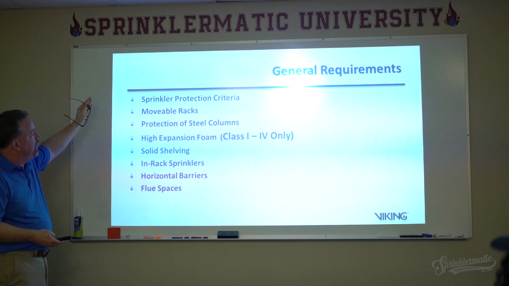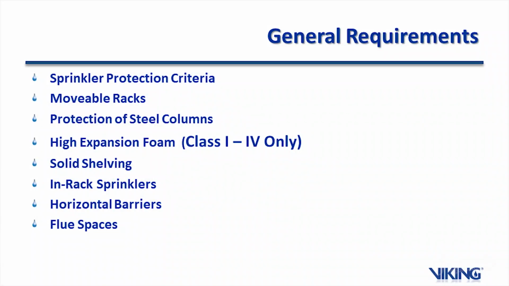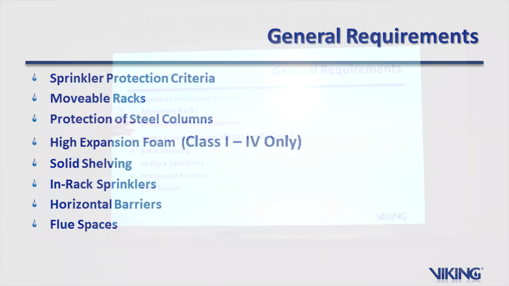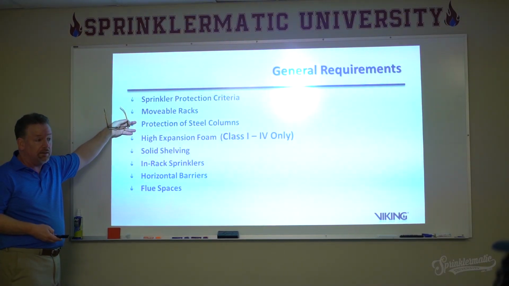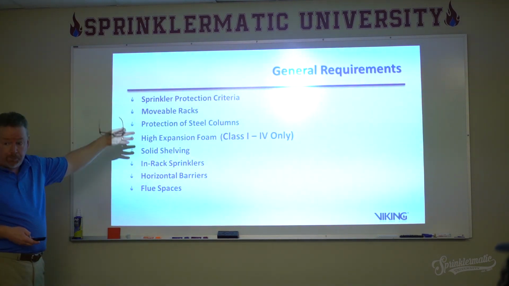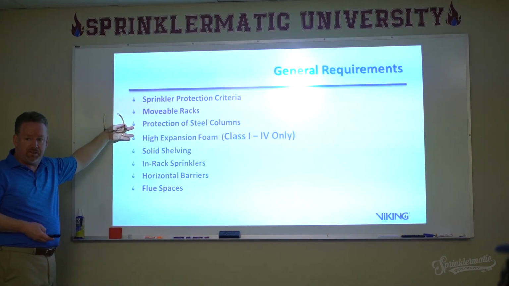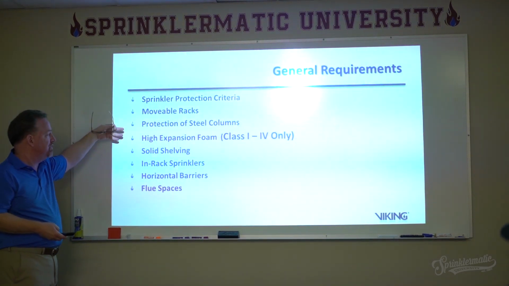And again, we have general requirements and then requirements for protection of steel columns and protection of movable racks. Steel columns become a big issue here with rack storage because we have unprotected steel columns running up through our racks sometimes that are holding up the building. So there may be situations where we have to design sprinklers to be spraying onto the steel columns within our racks in order to provide the protection and the strength.